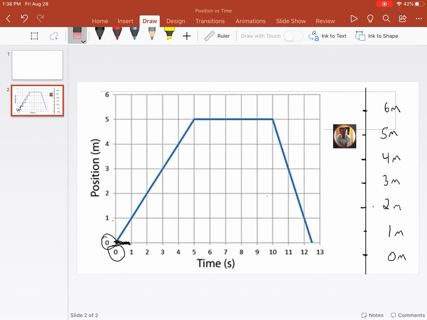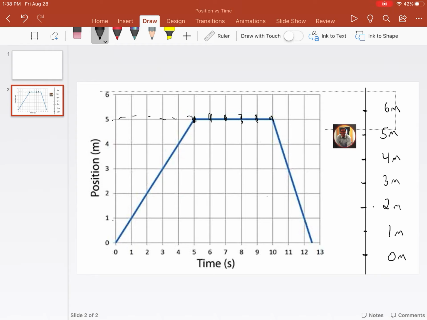Well, what happens next? After 5 seconds, I am here at 5 meters. Then at 6 seconds, I'm still at 5 meters. At 7 seconds, I'm still at 5 meters. At 8 seconds, still at 5 meters. 9 seconds, 10 seconds. So for a whole 5 seconds, I stay at 5 meters. In other words, I don't move at all.